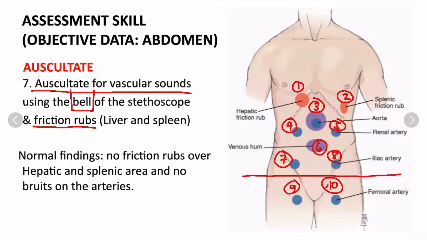Okay, so what are the normal findings after doing the motions of your stethoscope? You could say that there is no friction rub on both your liver and spleen. So you may say that upon doing the auscultation for vascular sounds and friction rub, there is no noted friction rub over the spleen and liver. There are no bruits on the arteries, which is the aortic, which is on the aorta, renal arteries, both of the iliac arteries, and both of the femoral arteries. So basically, that's what you would do for this step.